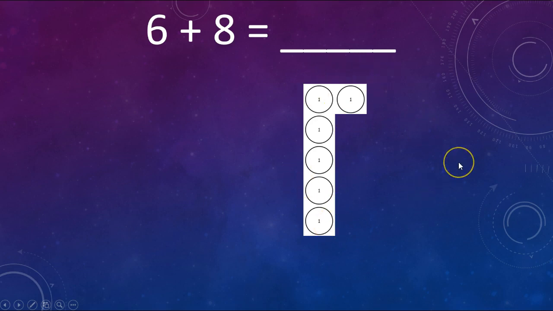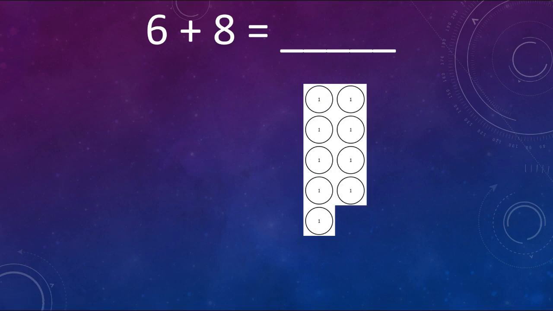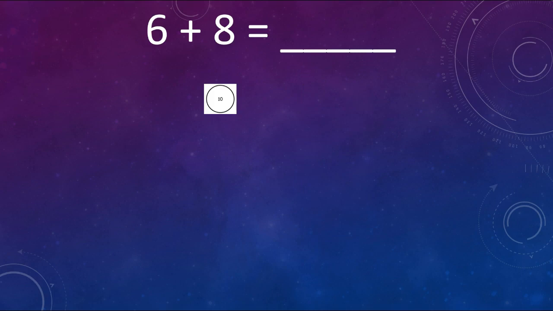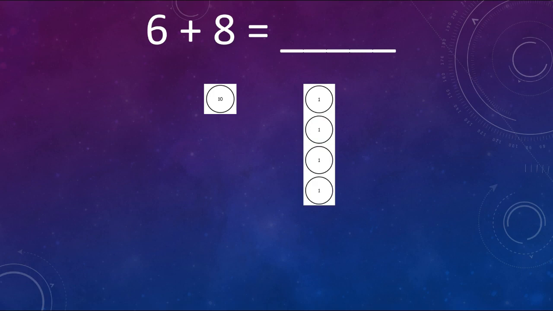So let's see, we have 6. Now we need to count 8 more. So 1, 2, 3, 4. Okay, so we have 10 ones now, so that goes to a group of tens. So we had 4, 5, 6, 7, 8. So what is 6 plus 8? We can look here. There's 1 ten and 4 ones. What does that make? 14. So 6 plus 8 is 14.